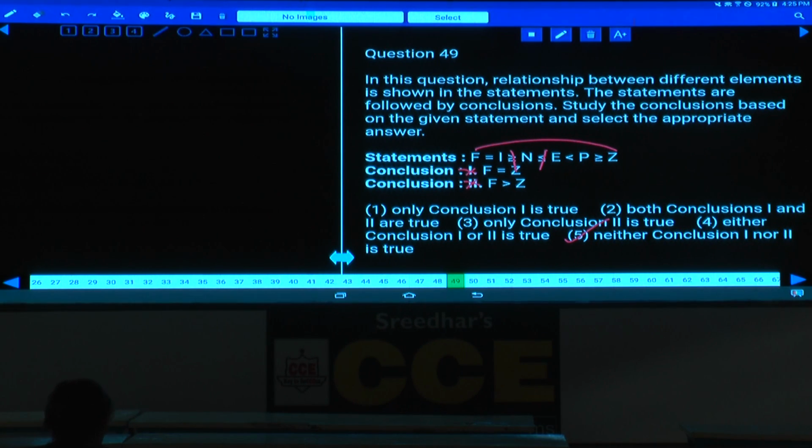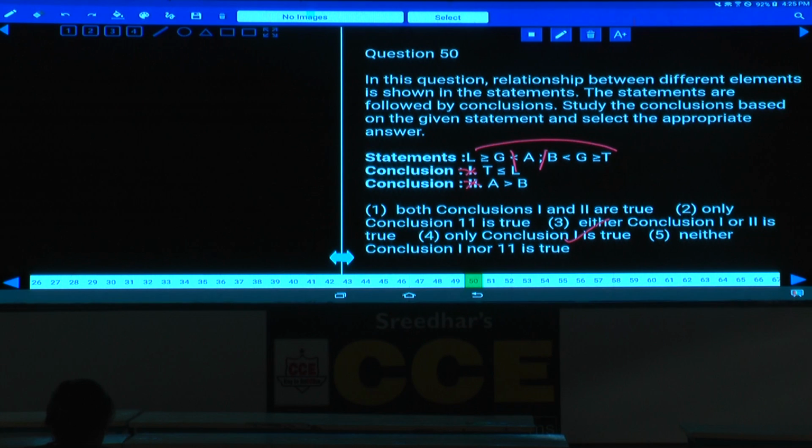And question number 49, it is choice 5. Then 50th. Now question number 50, the relation between T and L. L is here, T is here. Tell me which element is common between these two. G is common. L greater than or equals to G, greater than or equals to T. Now between L and T, L greater than or equals to T, which implies that T lesser than or equals to L is definitely true.